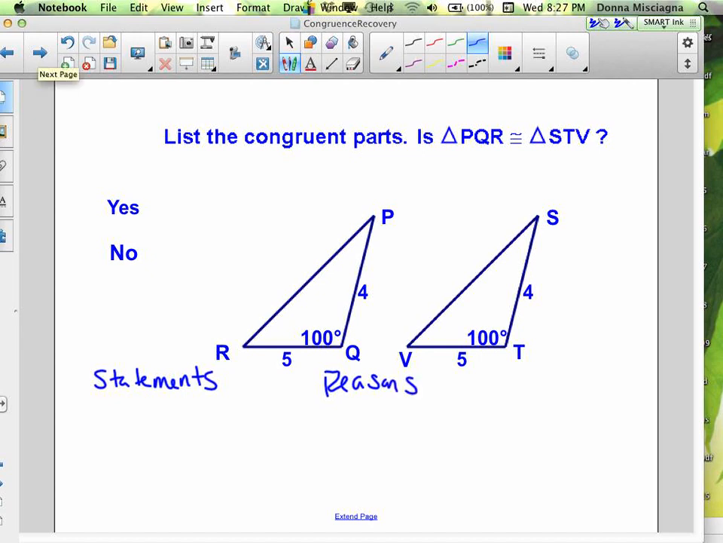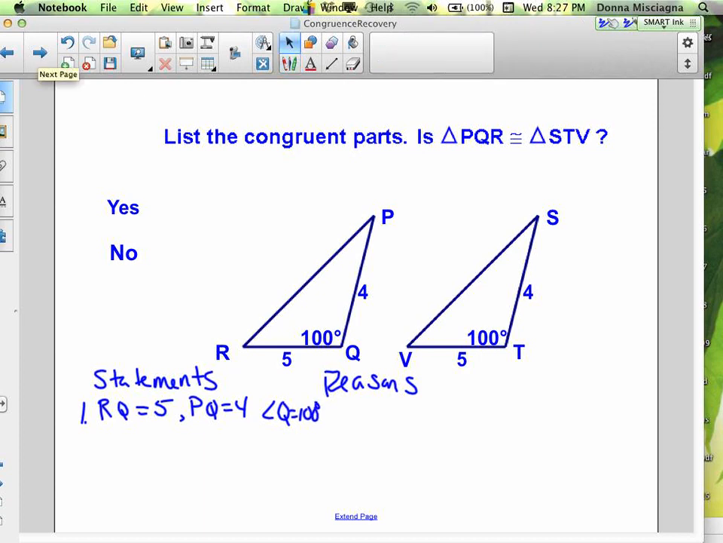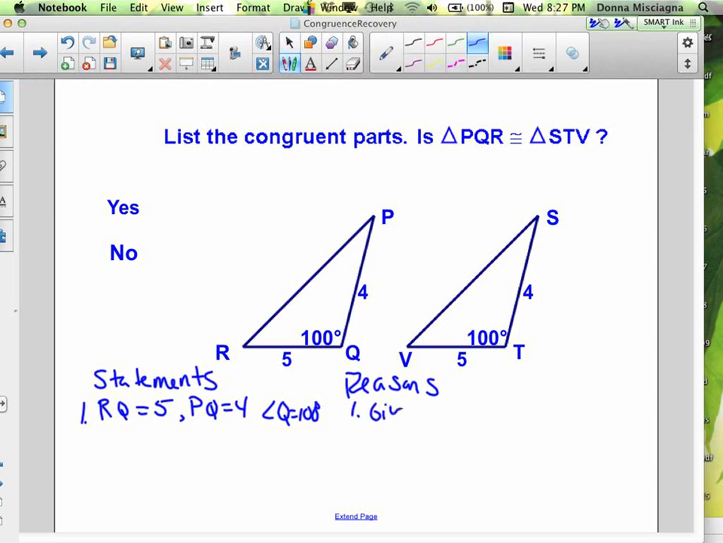If we look, we've got RQ is equal to 5, and PQ is equal to 4, and angle Q equals 100 degrees. All of those were given to us. We also know that VT is equal to 5, and ST is equal to 4, and angle T is equal to 100 degrees. And that is also given to us.